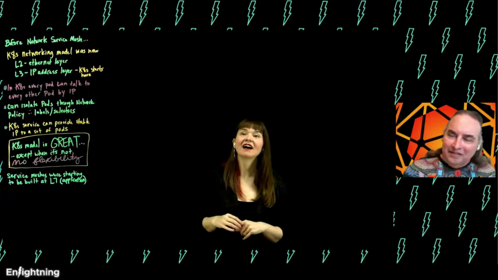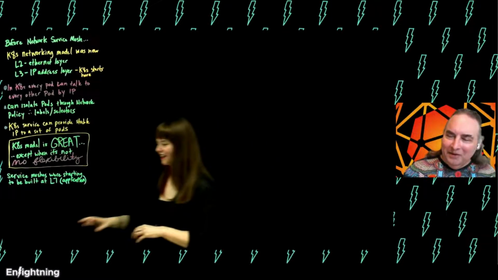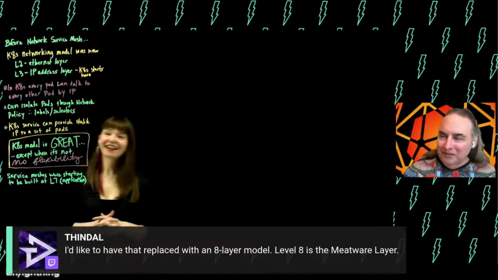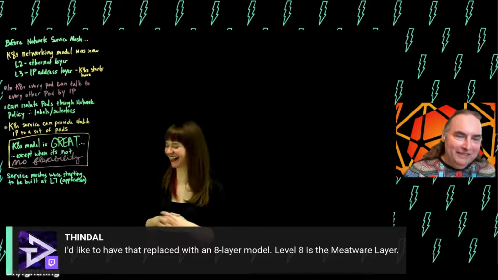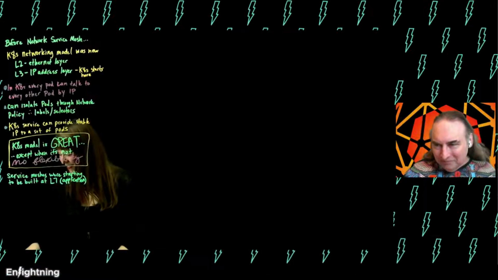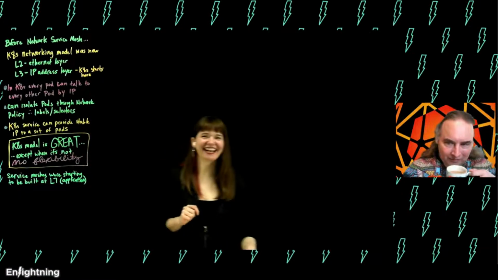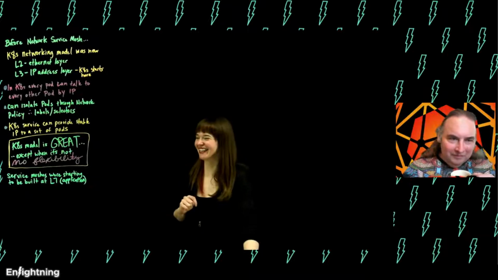So Thindle has this comment about the 8-layer model. Level 8 is the meatware layer. I always reasoned about layer 8 as being the executive management layer, but yes, it's the humans. It's the messiest layer. Oh, by far. Egos. What's the model for navigating egos?